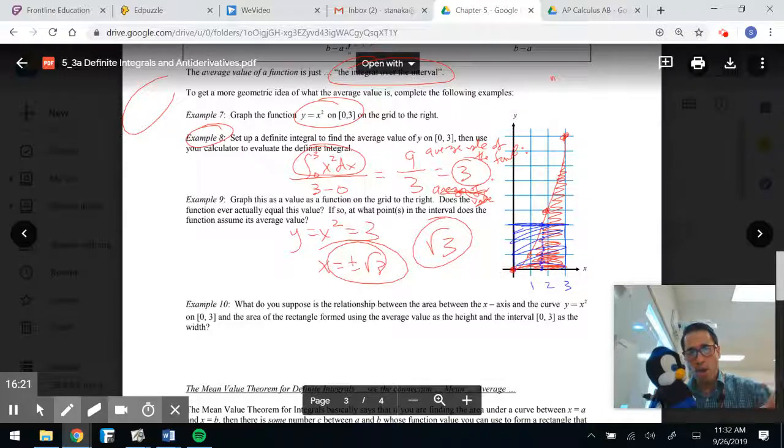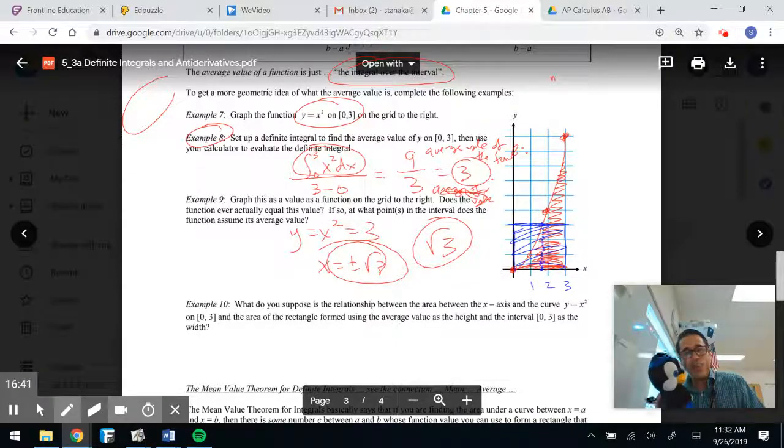The blue area is 3 times 3, right? Which is 9, and the red area is 9. That is just crazy. But how about it? When I do the average value of this function, I do the integral over the interval to do that for me. I get an average value of 3.